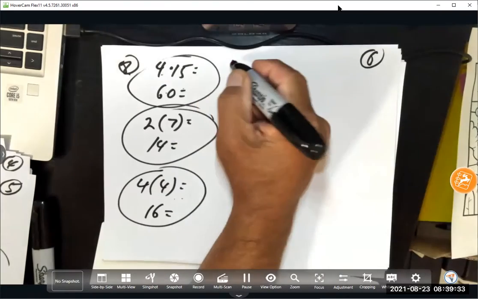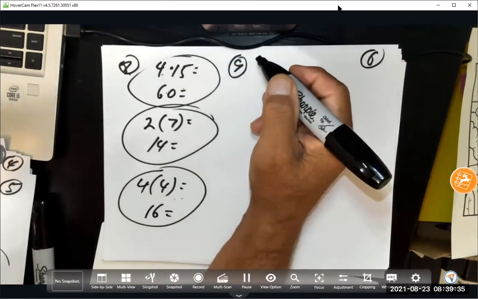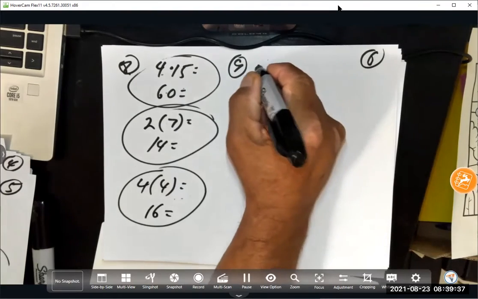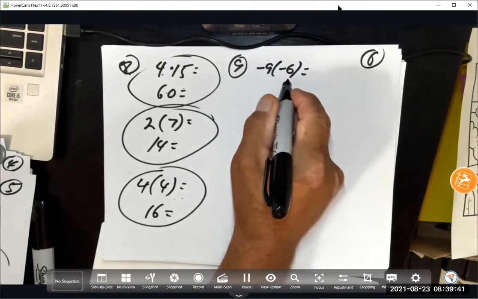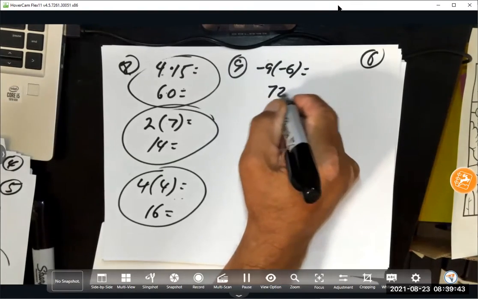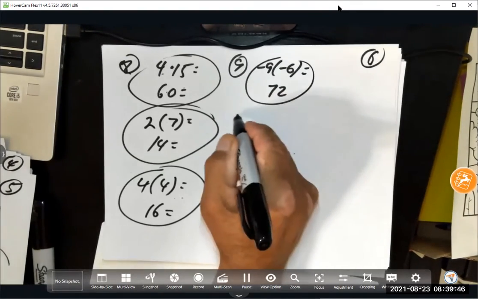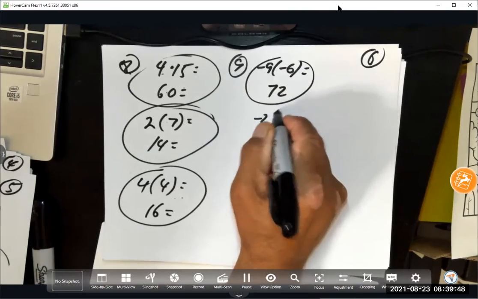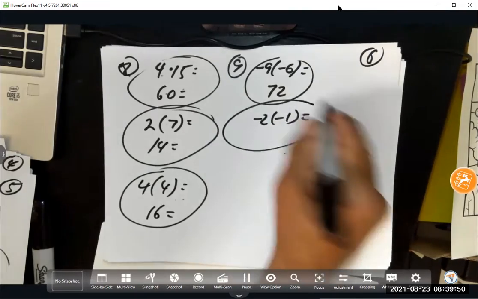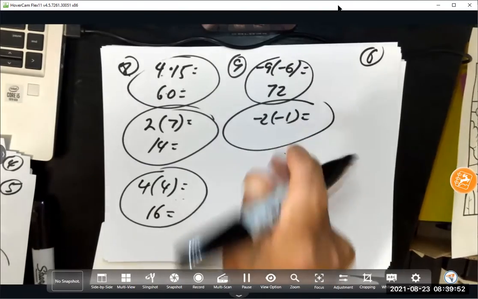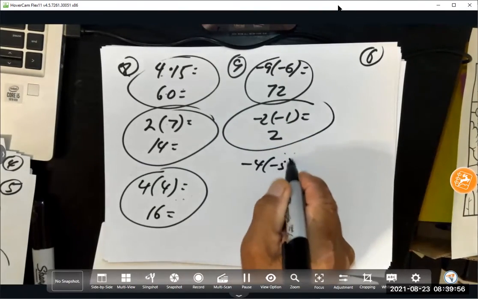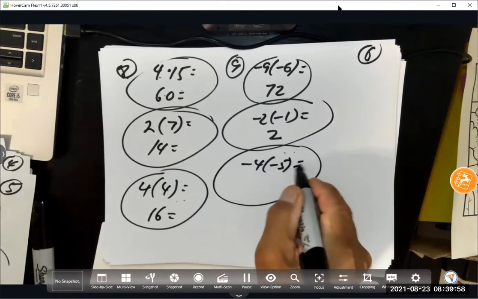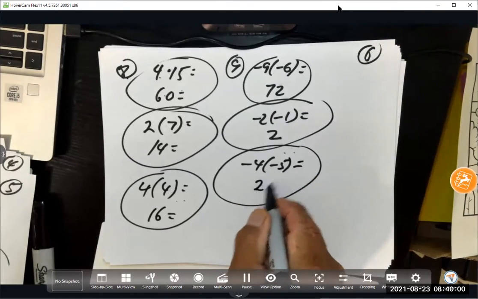Okay. Number 9, simple number 9. Now I'm going to do 2 negative signs. A negative 9 times a negative 8: a negative times a negative is a positive 72. Another one like this one: a negative 2 times a negative 1. Again, a negative times a negative is a positive number. Another one like this: a negative times a negative is a positive 20.